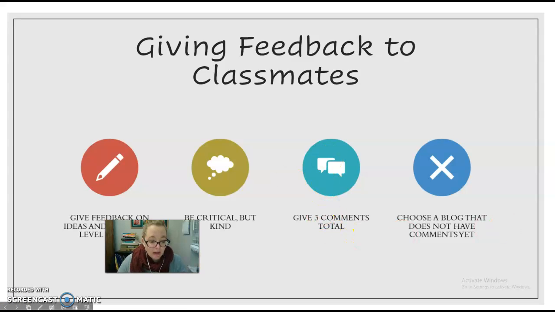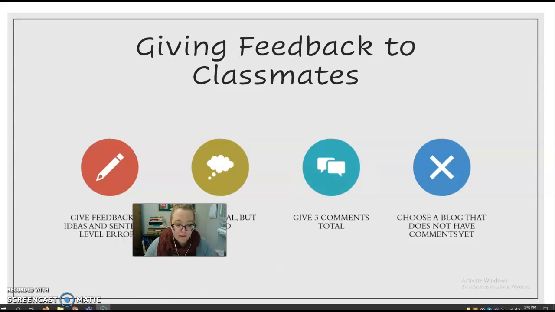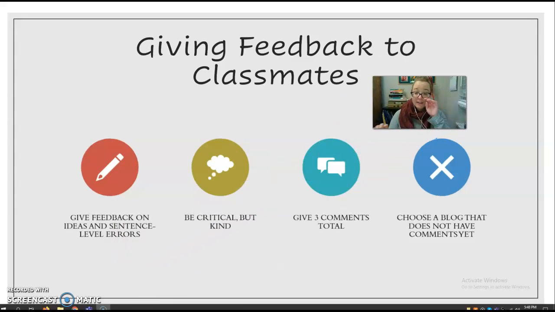While you're giving feedback to classmates this week, I want you guys to keep in mind a few things. I want you to be giving feedback not just on editing, like, oh, hey, in the 5th paragraph, 2nd sentence down, you're missing a question mark. That's helpful, sure, but I'm also looking for idea level revision. So I want your comments to have both revision and editing. Something good you liked about the blog, something you think can improve.